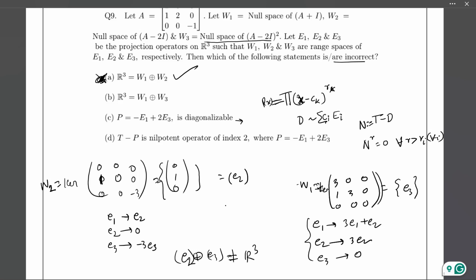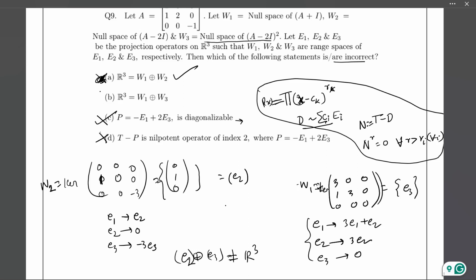T minus D is nilpotent. This follows from the description I was telling, which came after the primary decomposition. So this is correct, but as an option it is false. This will also be false. And look at here: it is actually nothing but the eigenspace corresponding to 1. This is the kernel of T plus I, and this is the kernel of (T minus 2I) square, and these two are independent, so the direct sum will be R3.